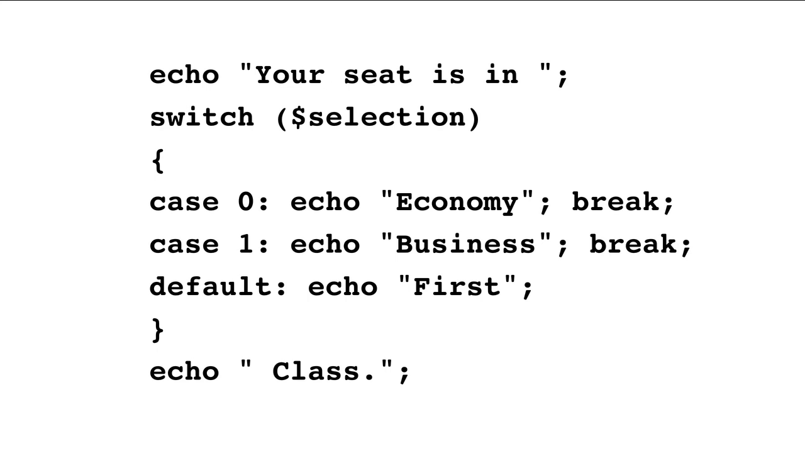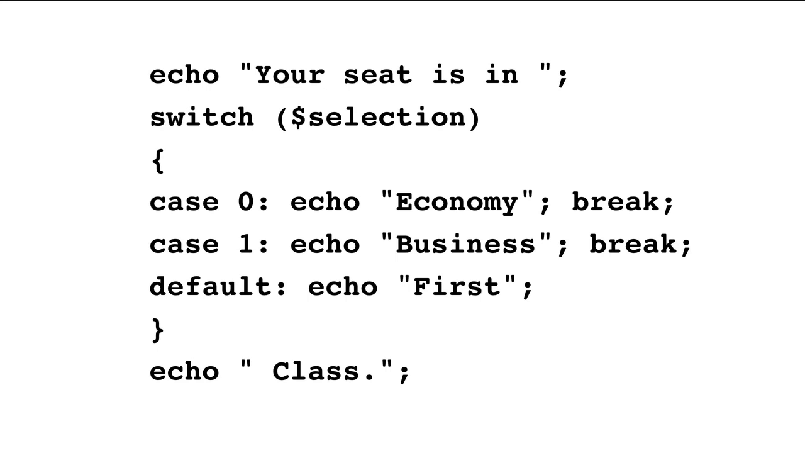And finally we have a default setting which will kick in if none of the above has happened. And we'll say echo first, and then we're saying echo class. So what will happen is, if selection is 0, it'll say your seat is in economy class. If selection is 1, it'll say your seat is in business class. And if selection is anything else, now we were expecting it to be 2, but if it's anything else, it will say your seat is in first class.